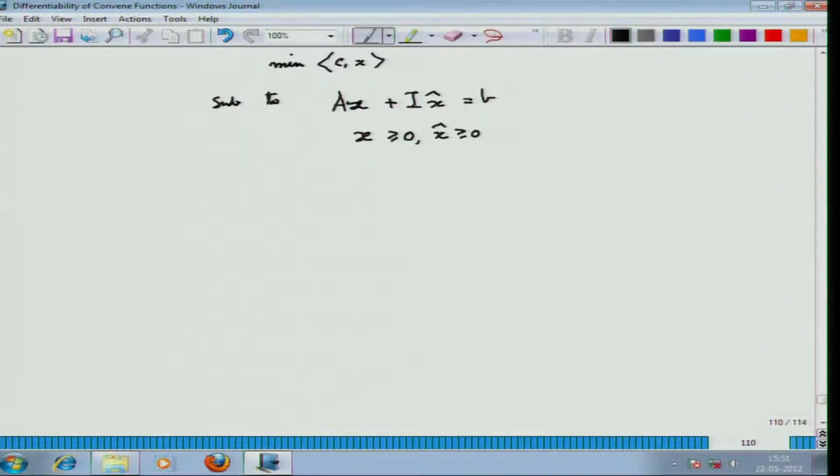So, it is much easier to just take the hard constraints separately and work with them. Now, this leads to what is called the linear programming problem in the standard form.